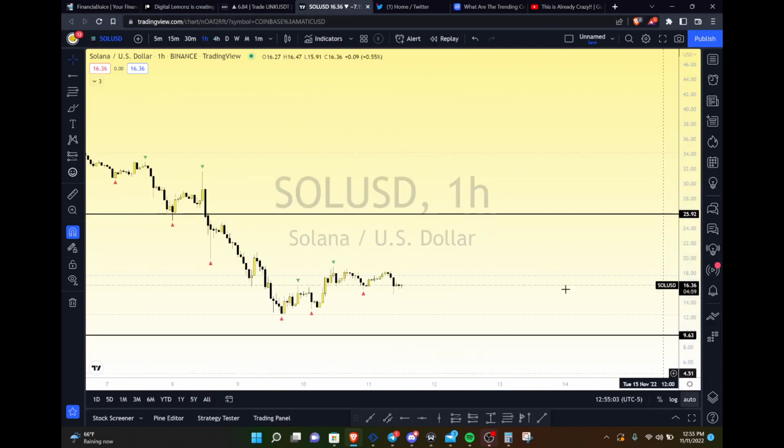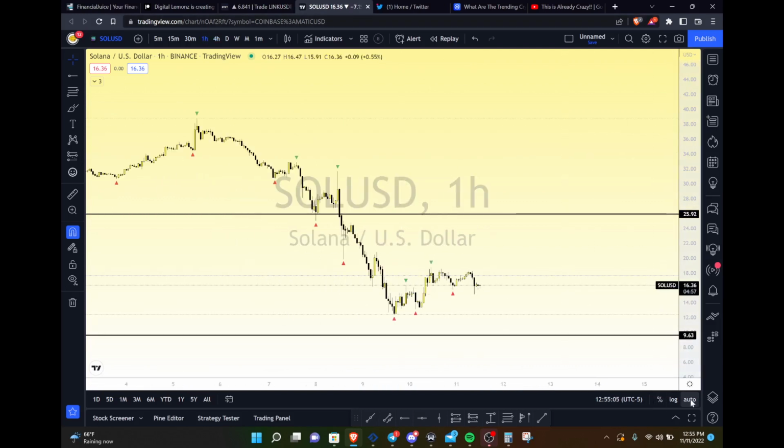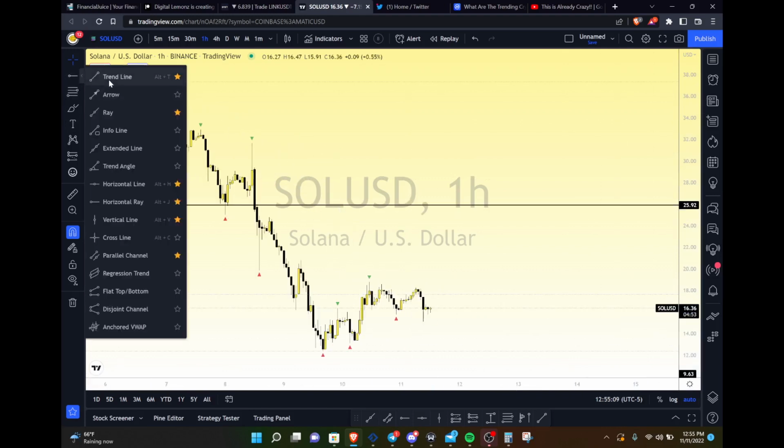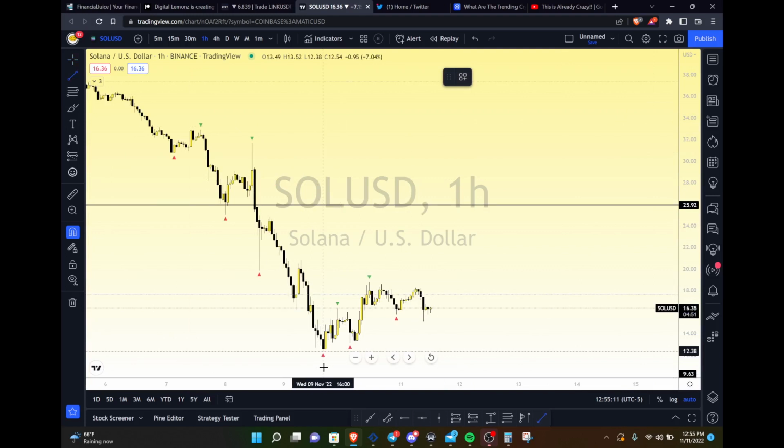Anything on the 1 hour? Let's see. So the 1 hour, we can tell already started to lose structure. So the 1 hour is pretty bearish already. Okay, it doesn't mean it's going to break down right now, but it's starting to lose structure already.